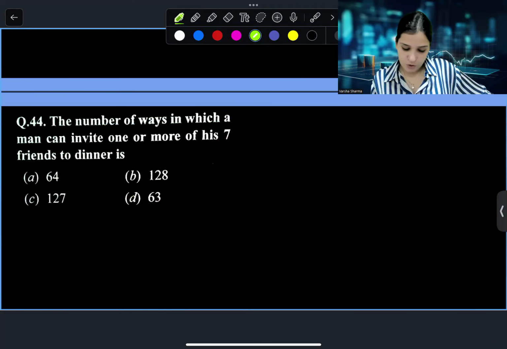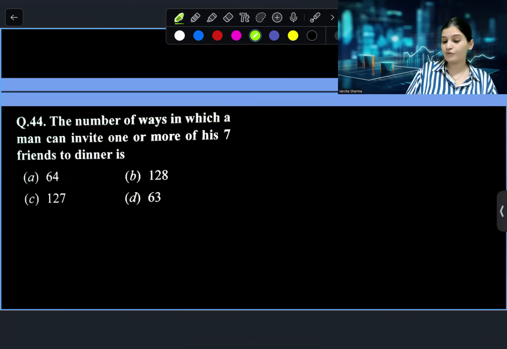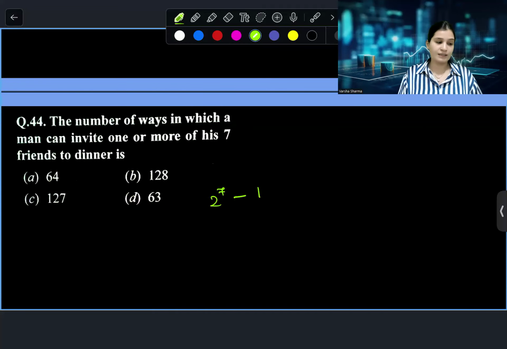Number of ways in which a man can invite one or more of his 7 friends to dinner. So 2 to the power 7 minus 1, 127.